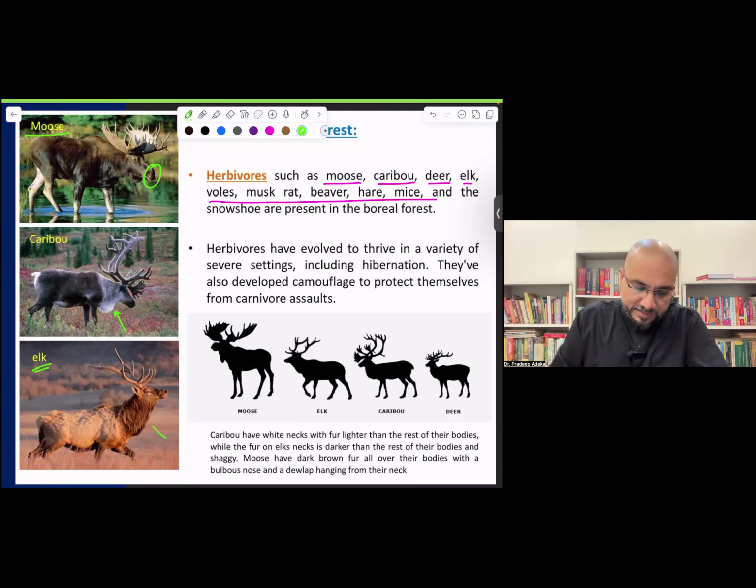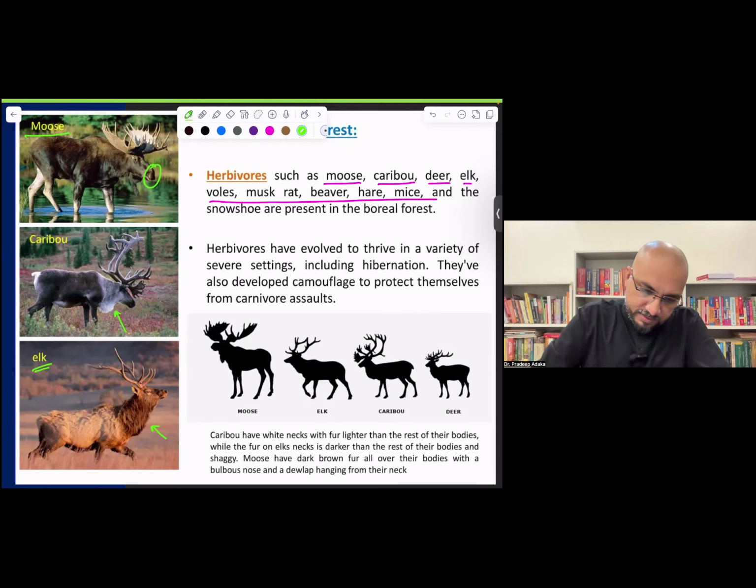In case of elk, you can see the fur in the neck region is darker compared to the rest of the body. The rest of the body is lighter. The fur near the neck region is darker. The reverse is in caribou. Okay.